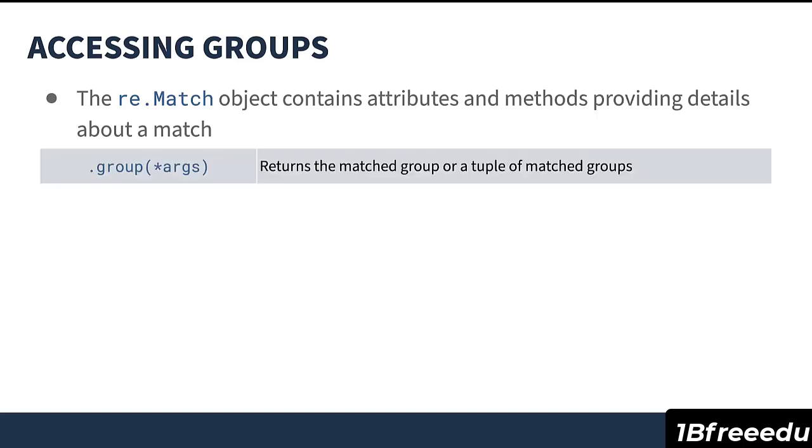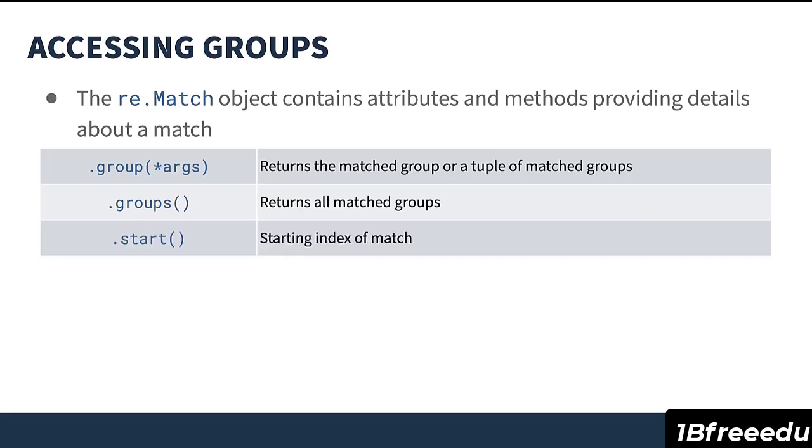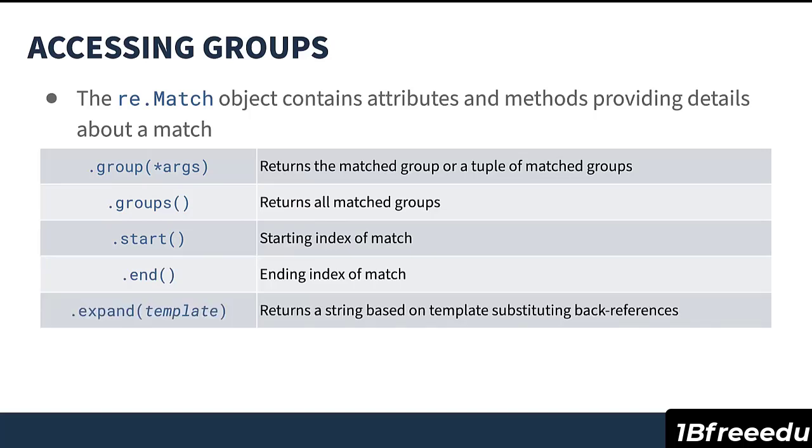The group function takes a list of arguments. It returns a tuple of matched groups for each of the numbers you give it. So if you call .group(1, 3), it'll return the first and third match in a tuple. Groups plural returns all of the matched groups. You've seen the start and end methods showing the beginning and end of matches in the string. The expand method takes a string template and substitutes any back references inside of the template with their actual results.